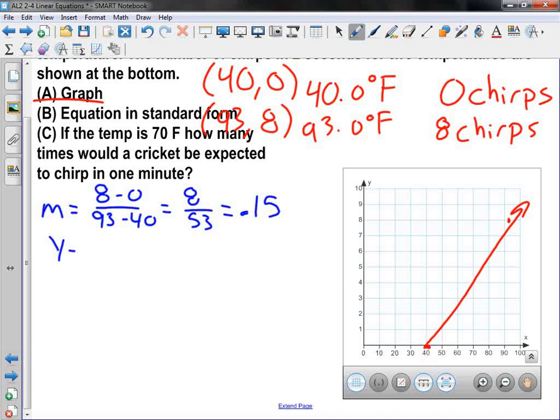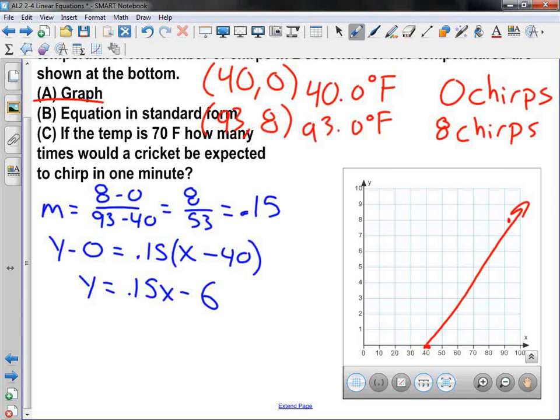So y minus y, that's a 0, equals 0.15 times x minus 40. Well, that's 0, so I get y is equal to 0.15x minus 0.6. Now I have an equation, right? No, it's just 6, not 0.6. It's just 6? Dang it. Thanks for taking away my moment there. Sorry. All right. So we get this.